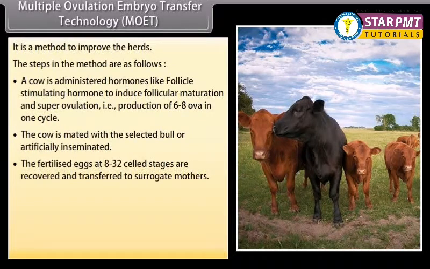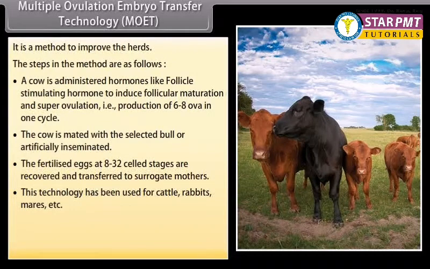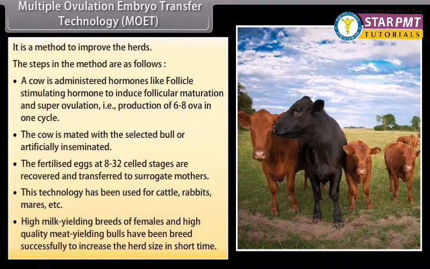The fertilized eggs at 8 to 32 celled stages are recovered and transferred to surrogate mothers. This technology has been used for cattle, rabbits, mares, etc. High milk-yielding breeds of females and high-quality meat-yielding bulls have been bred successfully to increase the herd size in a short term.